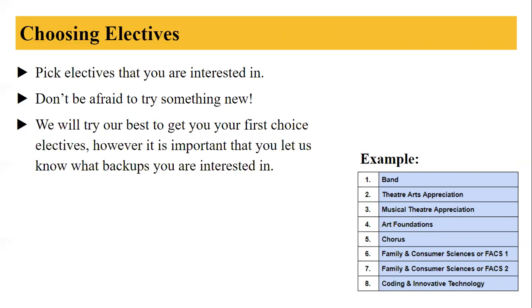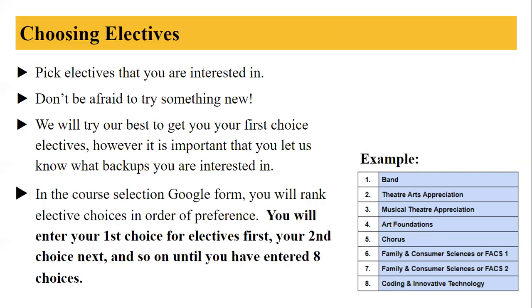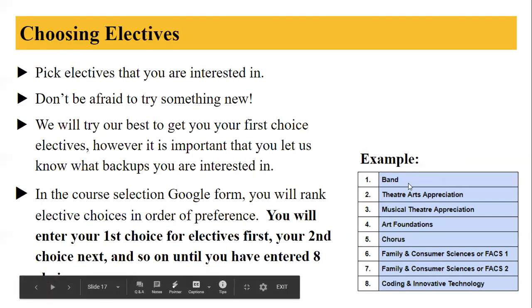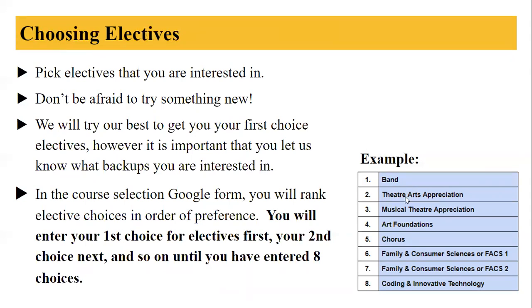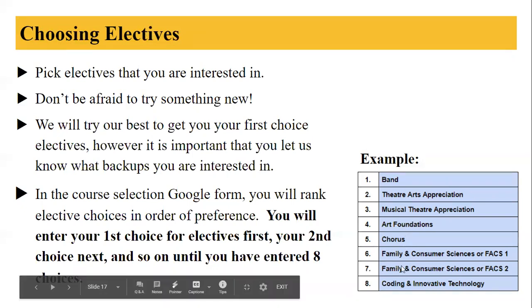Your school counselors will try their best to get your first choice electives. However, it is important that you let us know what backups you are interested in. On the Google form, you will rank elective choices in order of preference. You will enter your first choice for electives first, your second choice next, and so on until you have entered 8 choices. So when you look at our example, this student wanted to take band the most, that was their first choice, theater arts appreciation second, musical theater appreciation third, all the way down to their 8th choice, which was coding.